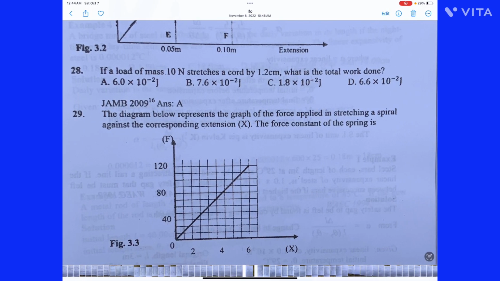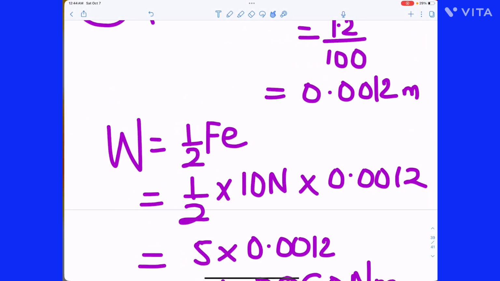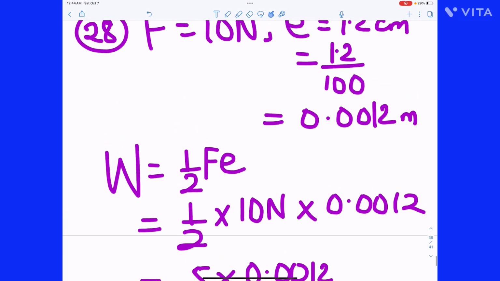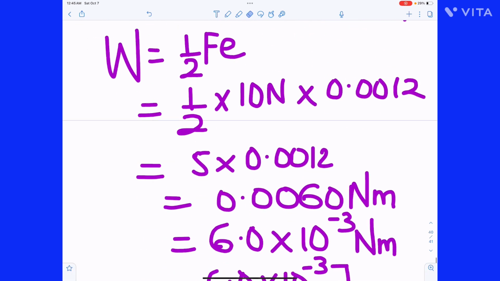I'll just check. Okay, 6.0 times 10 raised to the power minus 2. Is that correct? Let me check. Is there any mistake? Oh, there's a mistake here. I overshot these decimals. It should be 0.012 meters. So let's correct our mistake. It should be 0.012 meters.